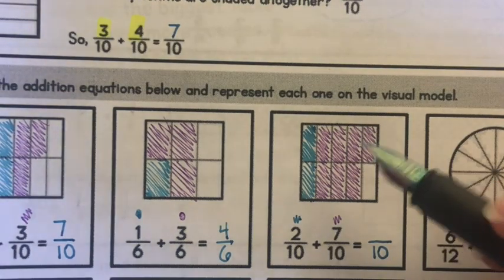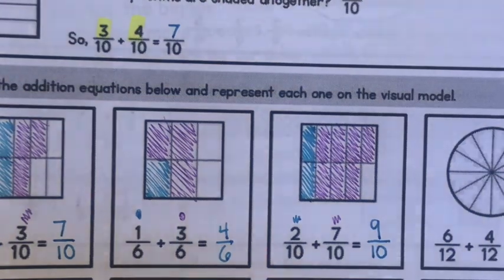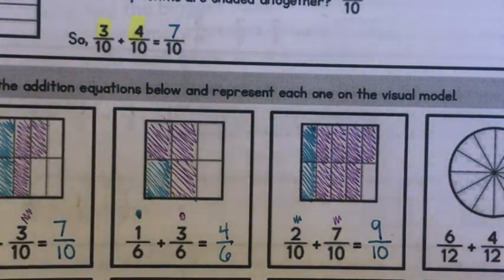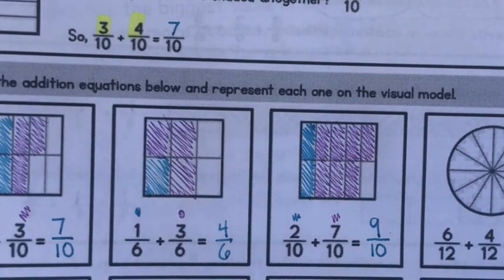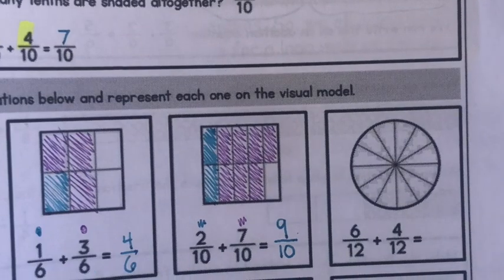All together, it's 9/10. 2 plus 7 is 9. 2/10 plus 7/10 is 9/10. Okay, let's move over on to the last one that I'm going to do with you. And then you're going to do the last 4 all on your own because I know you can.